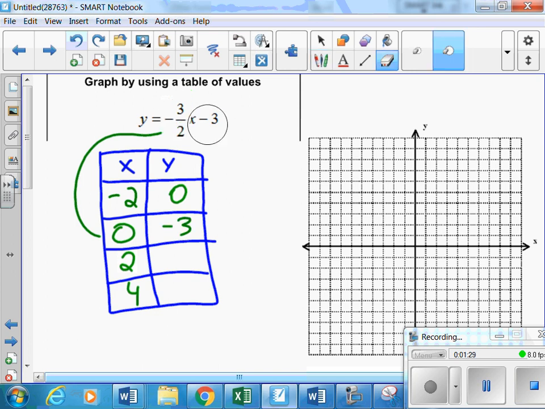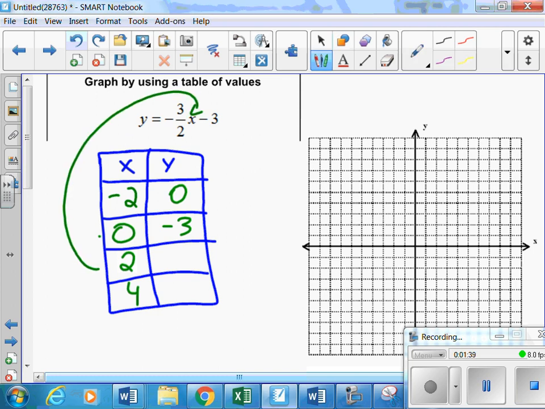The next number we plug in is going to be 2. When we plug in 2, we're going to take 2 times -3, which is -6. -6 divided by the 2 here is -3. And then minus the 3 in the end, bring that over. -3 minus 3 is -6.